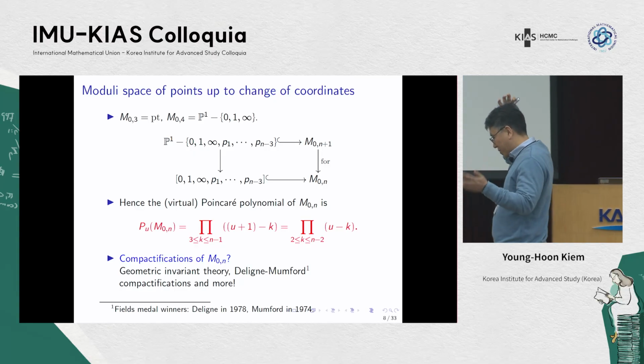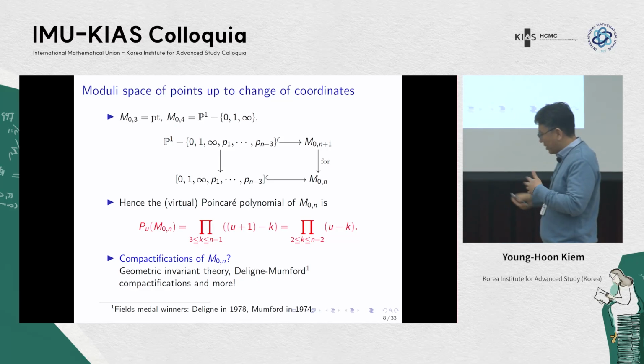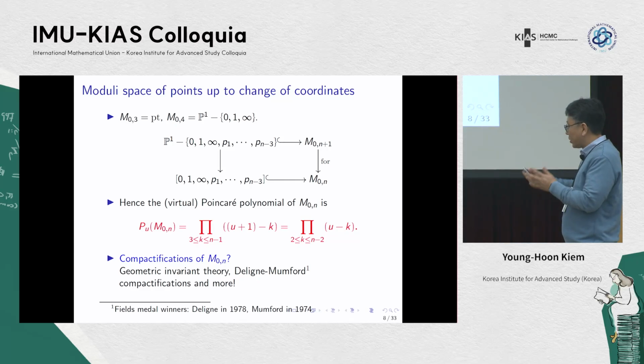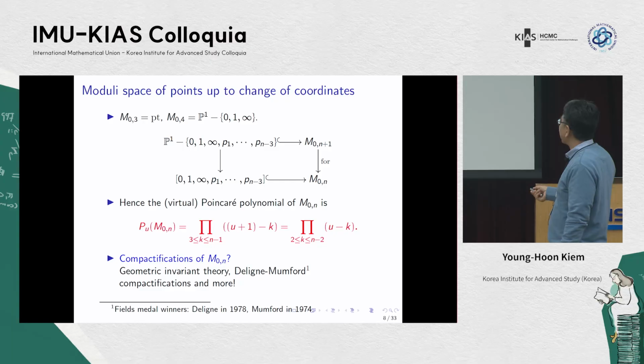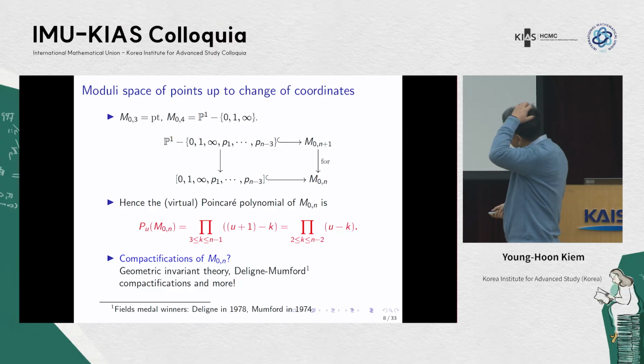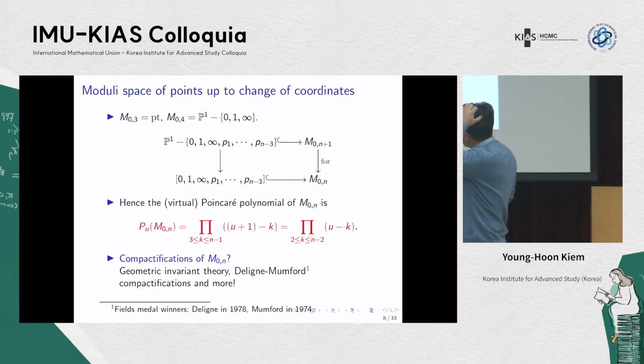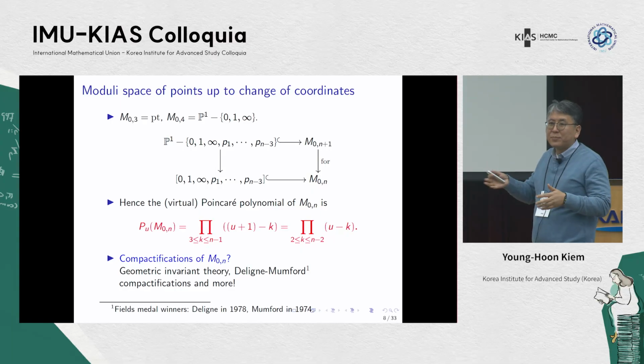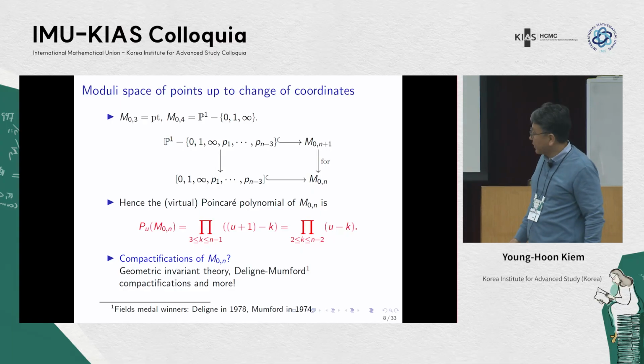There are many ways to justify this equation. You can use mixed Hodge structure, or you can use motivic cohomology, and so on. I mean, there are many ways to justify this equation. So M_{0,n} is not bad. M_{0,n} is actually a very nice space.